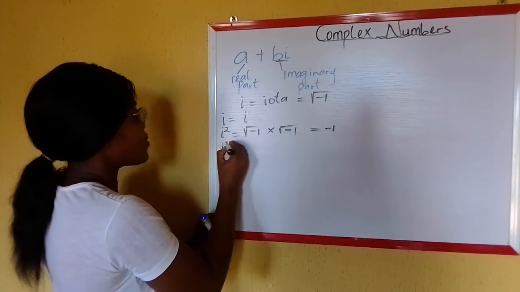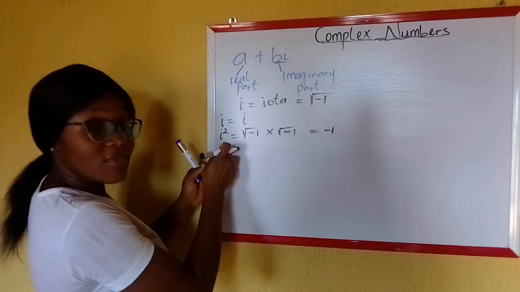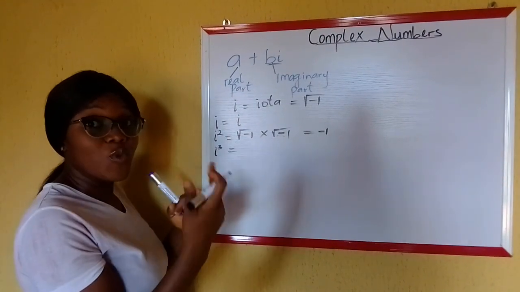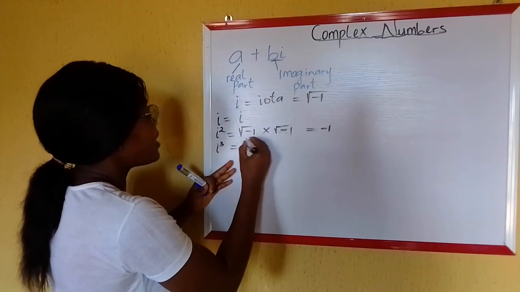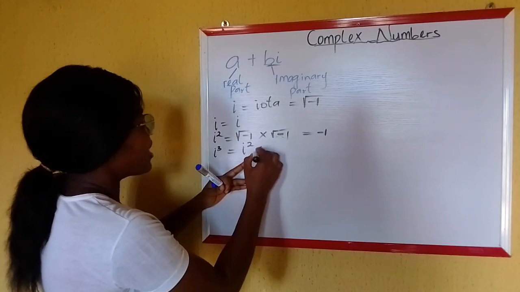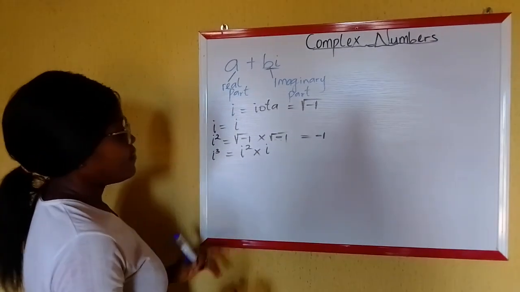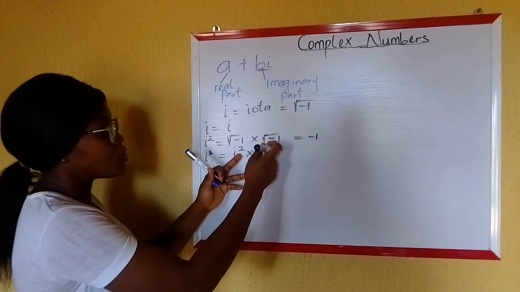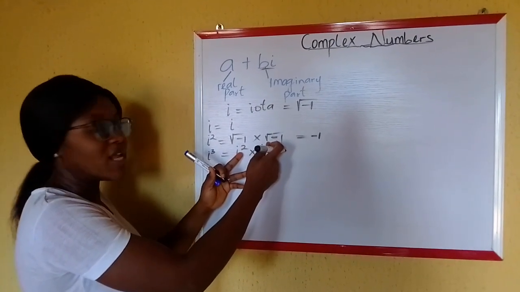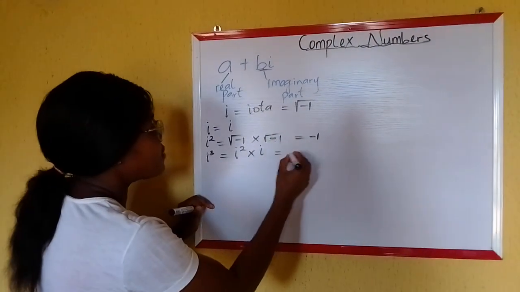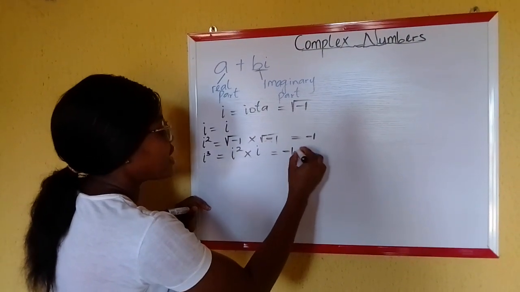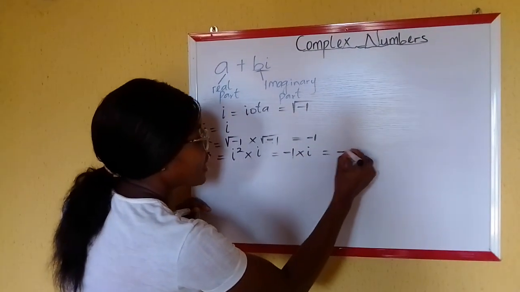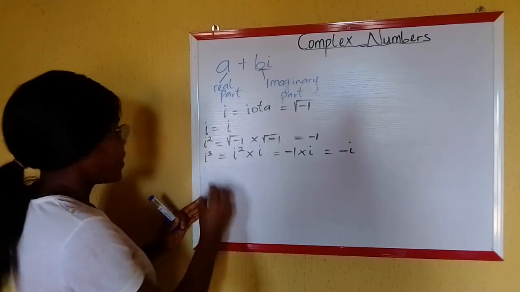Now, i raised to the power 3 will give you 2 plus 1, which is 3. So we have i squared times i. When you multiply this, remember the law of indices: 2 plus the invisible 1 that is here will give you 3. So we have minus 1 times i, which is equal to minus i.